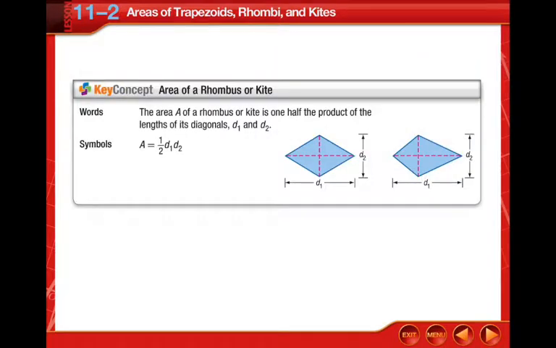So the next one we're going to look at is the area of a rhombus or a kite. The reason we're doing these together is they actually use the same formula. Now, rhombi are technically also parallelograms, so you can use the parallelogram formula as well. It depends on what's given to you. But for the sake of these, we're going to be looking at the diagonals, and you just multiply the diagonals together, divide by 2, or multiply by 1/2, whatever you want to do.